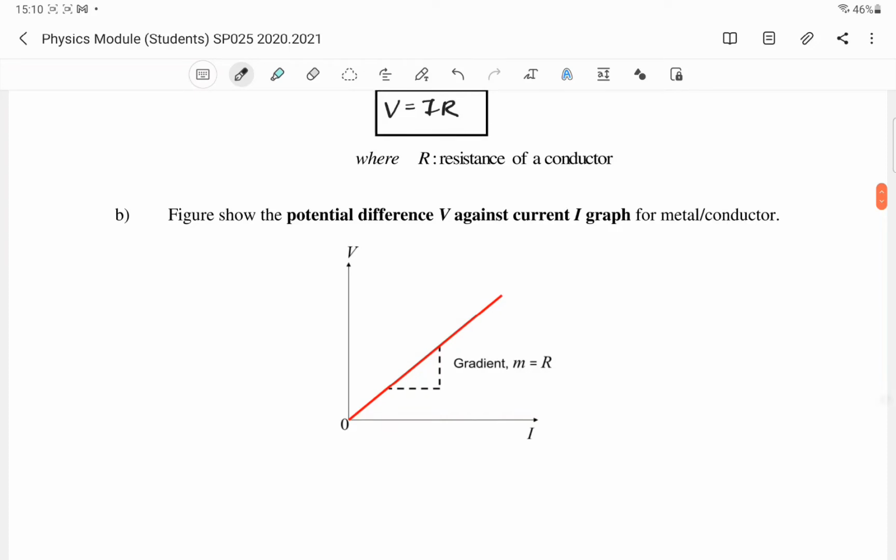Figure shows the potential difference V against current for the metal or conductor, where we have V is equal to IR. So when you compare with the straight line equation, y equal to mx plus c, your y is your V, your x is your current, and your gradient equal to R.